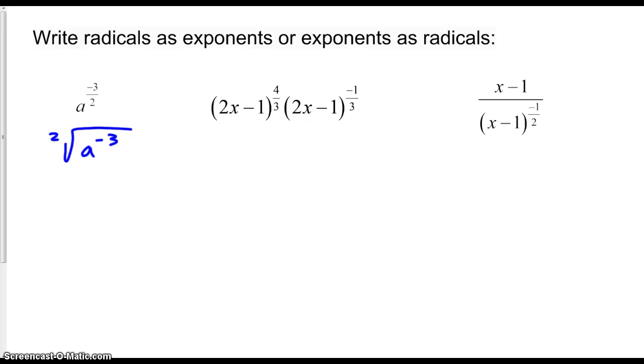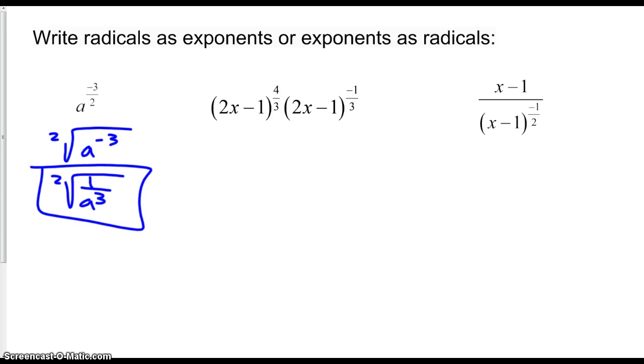I probably want to get rid of all of those negatives, right? So I should probably write that as square root of 1 over a cubed. That'd be one way to write it, right? Yeah, I'd probably leave it like that. You can't completely get rid of exponents here, right? Because a cubed is a cubed.